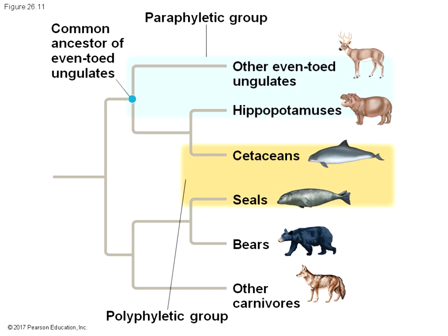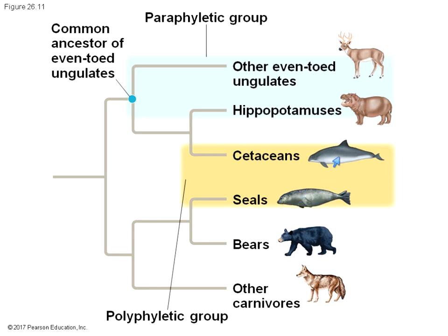We have a paraphyletic group here. Here's our common ancestor. So these are the even-toed ungulates. And of these even-toed ungulates, paraphyletic group, remember we're including some descendants, but not all. We're including the other even-toed ungulates and the hippopotamus, but we're not including the cetaceans. So this right here would be a monophyletic group. What is being shown to you in blue is a paraphyletic group. A polyphyletic group would be shown here in yellow.